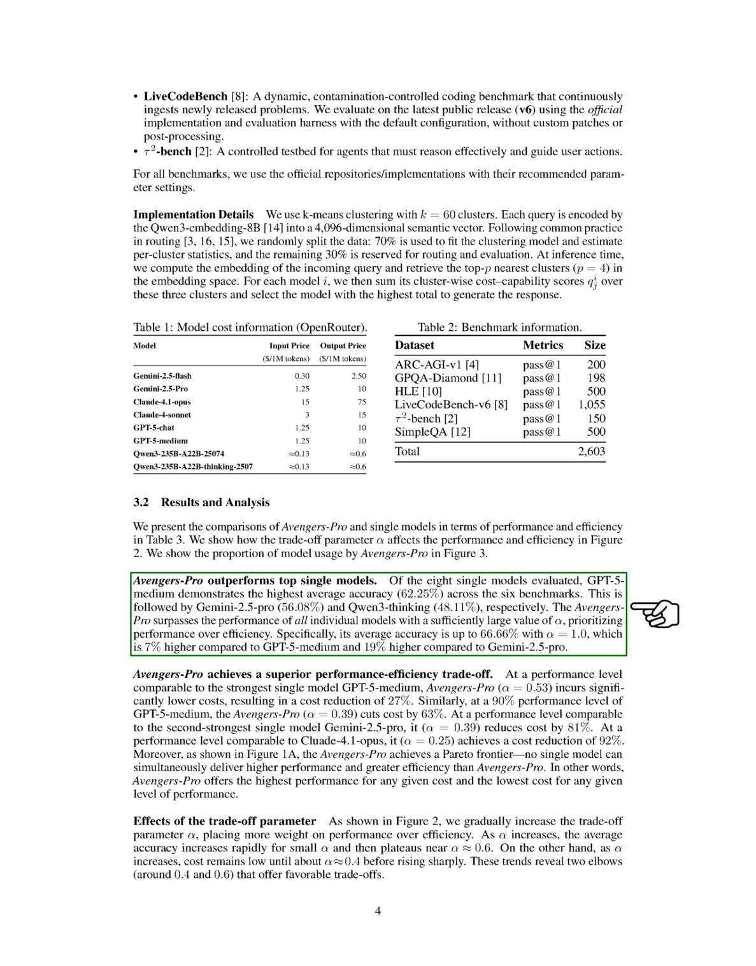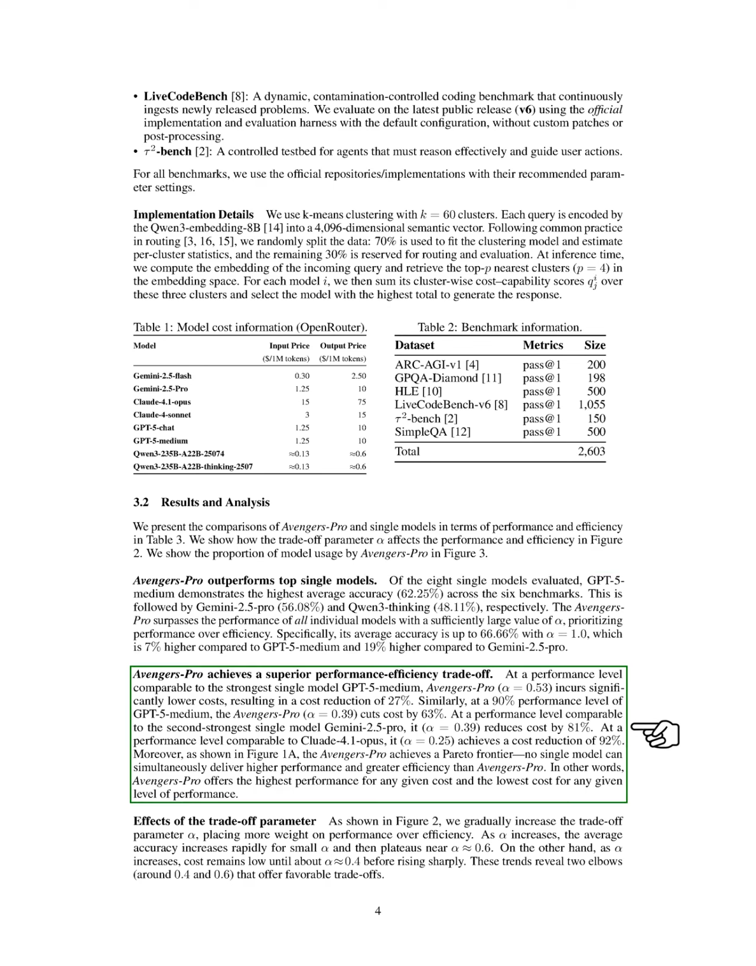Furthermore, Avengers-Pro demonstrates a better performance-efficiency trade-off. At a performance level similar to GPT-5 Medium, Avengers-Pro with alpha at 0.53 incurs 27% lower costs. At 90% of GPT-5 Medium's performance, it reduces costs by 63%. When matching the performance of Gemini 2.5 Pro, it cuts costs by 81%, and at the level of Claude 4.1 Opus, it achieves a 92% cost reduction with alpha at 0.25.